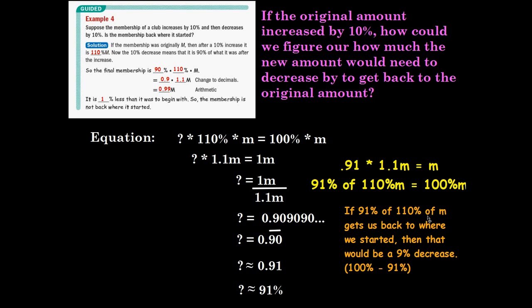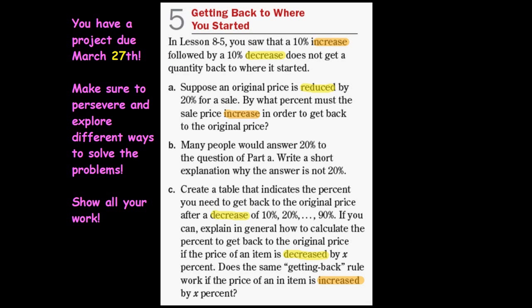But that's not quite what the question was asking. It wants to know how much we would need to decrease by to get back to the original amount. So if 91% of 110% of M gets us back to where we started, that would be a 9% decrease. 100% minus the 91%, giving us that 9% decrease. So that is the answer to our question.